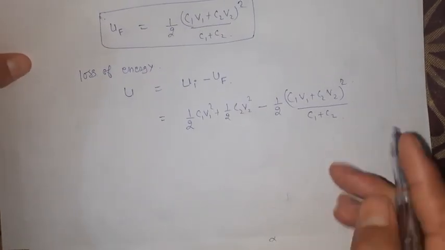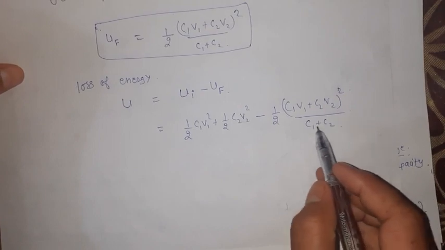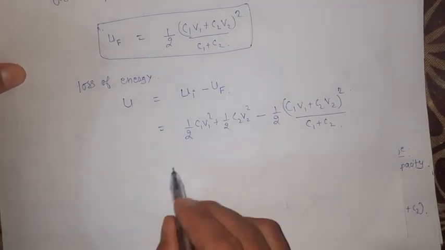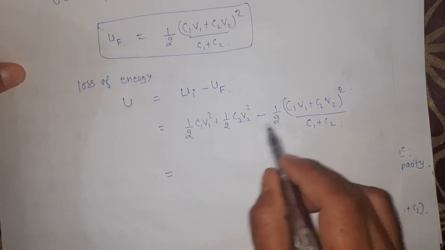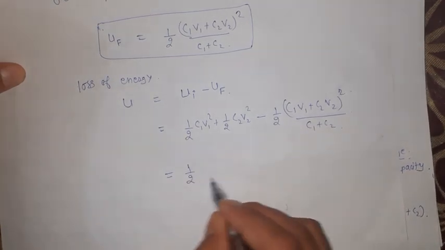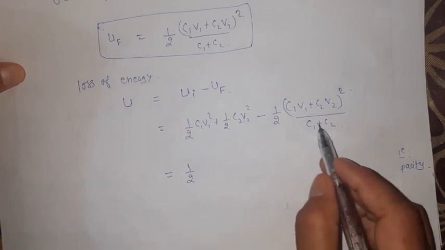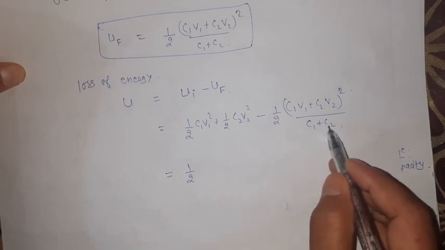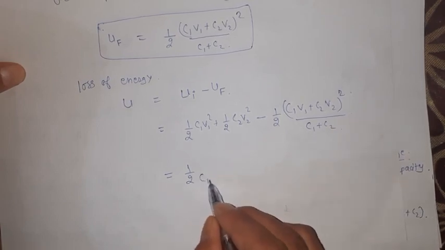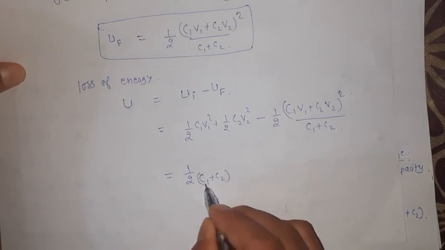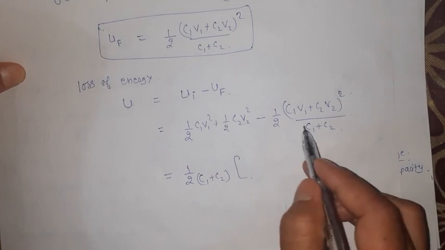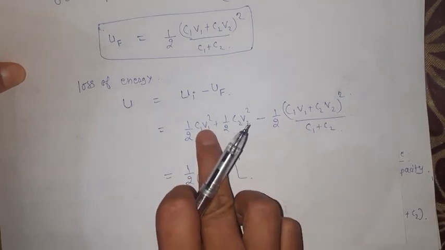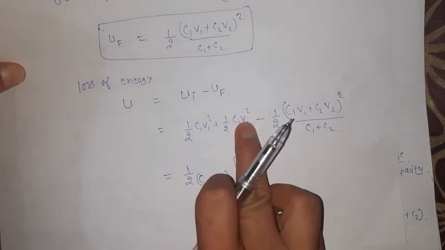Okay, now as we take the common terms, looking over here, the denominator is 1 by 2 in every case, so that is common. The next thing is c1 plus c2, which is the denominator, so we are also going to bring it out of the bracket. So c1 and c2, what will be left inside? This c1 and c2 will multiply to the left side with these two terms.